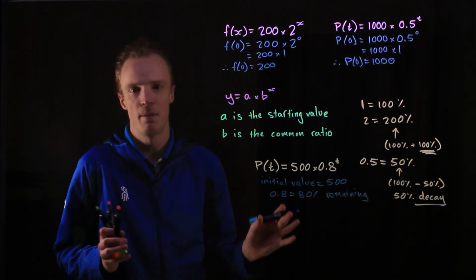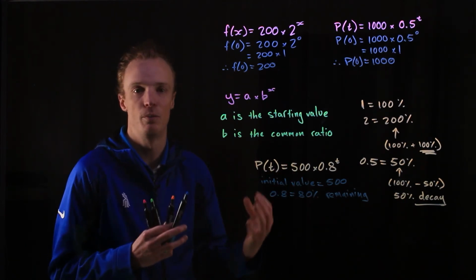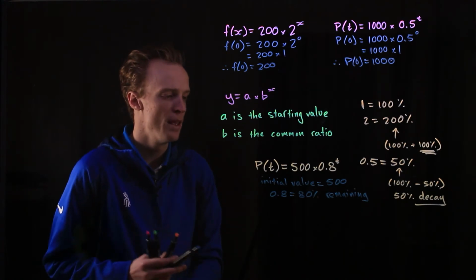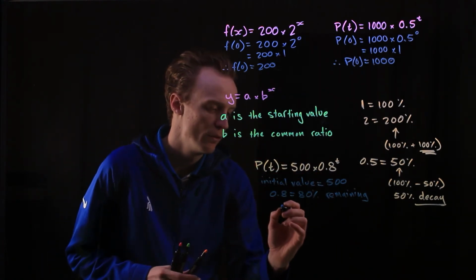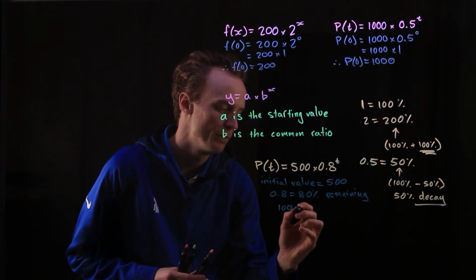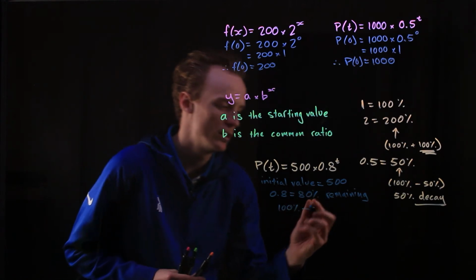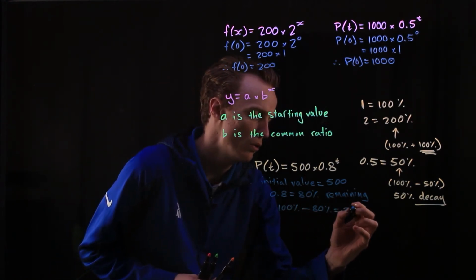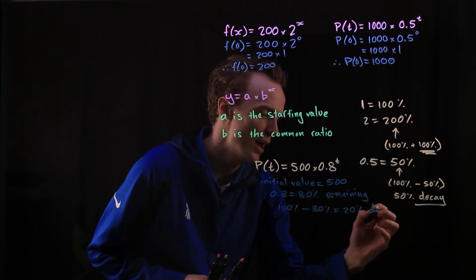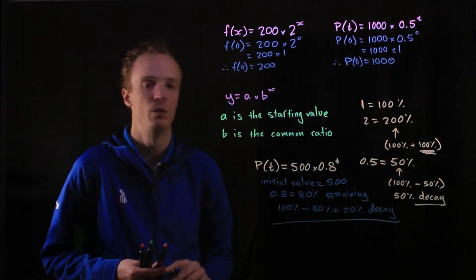There's 80% remaining every single time period. But if I want to look at how much growth or decay is actually occurring, obviously it's decay because it's less than 100% remaining every single time. But to work out how much is decaying by, what I've got to do is I've got to take 100% and subtract however much is here. So it's this 80% that was remaining. And that will tell me how much decay there actually is occurring every single time.